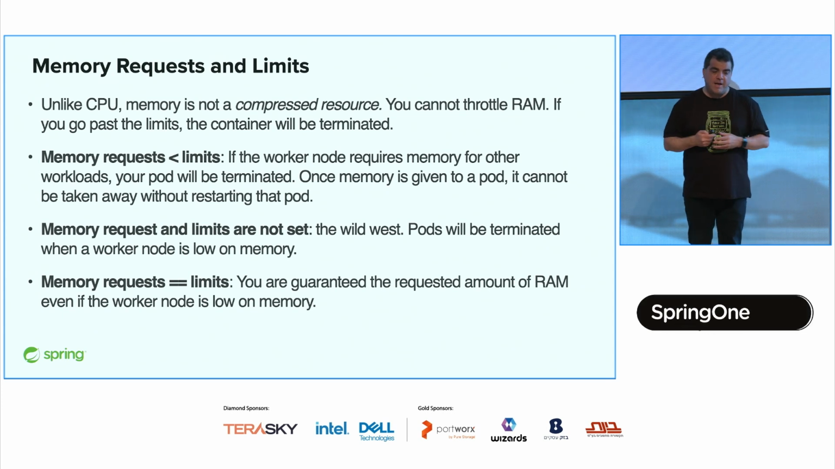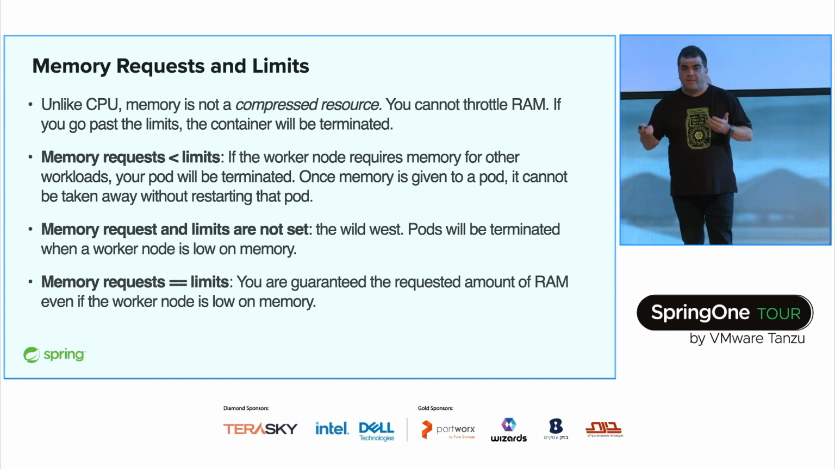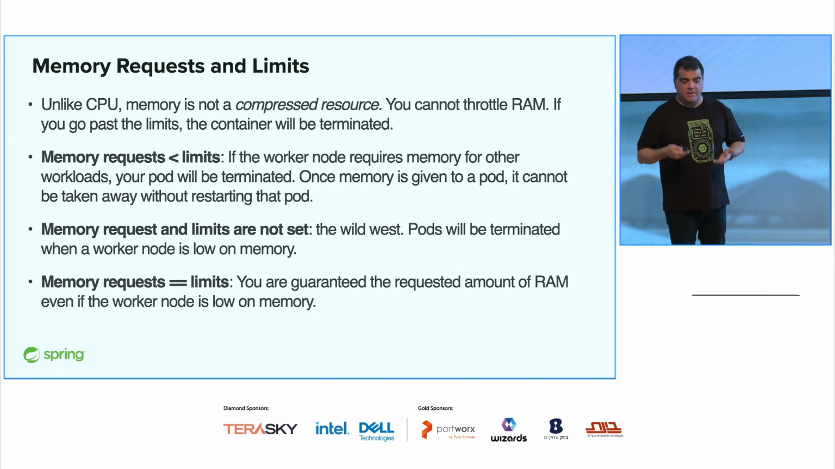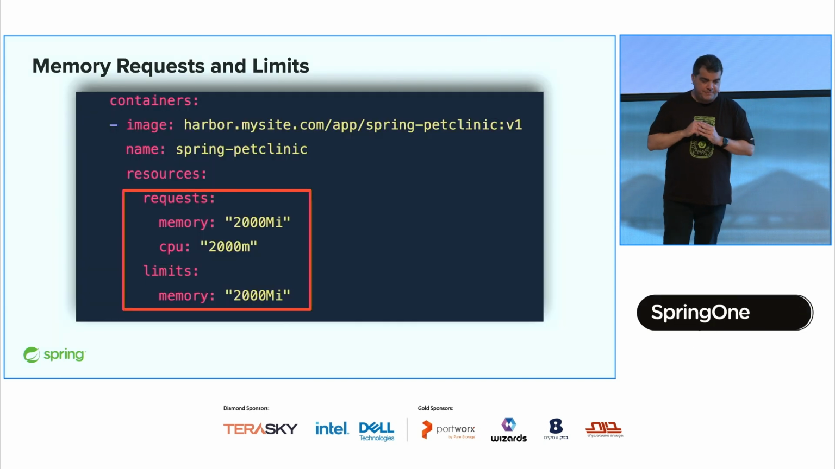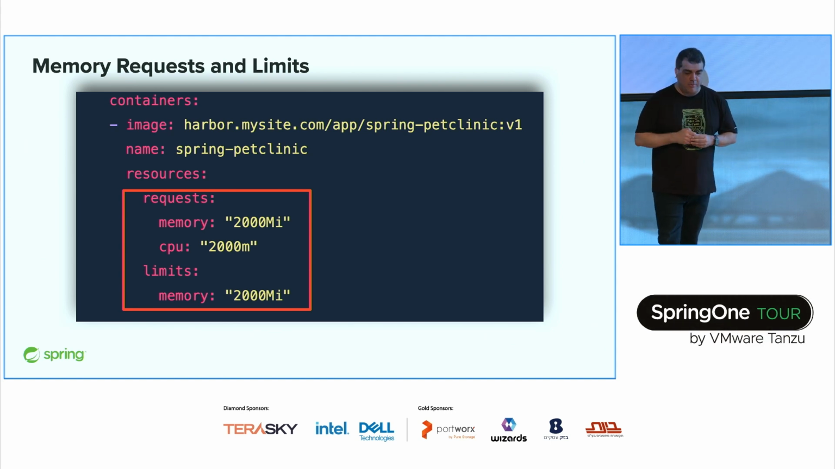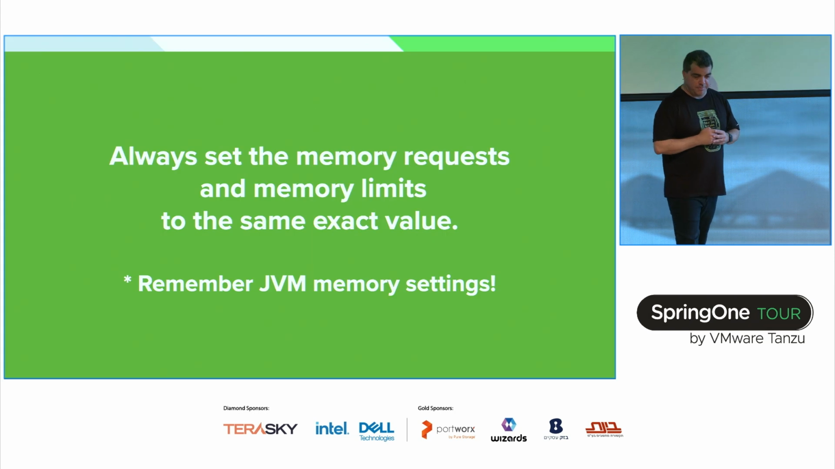So in order to avoid that, always set the requests and the limits to the exact same value, and then you are guaranteed the value requested, and you will never be terminated if the node is low on memory. Something like this, right? CPU requests and memory, this is a good starting point.